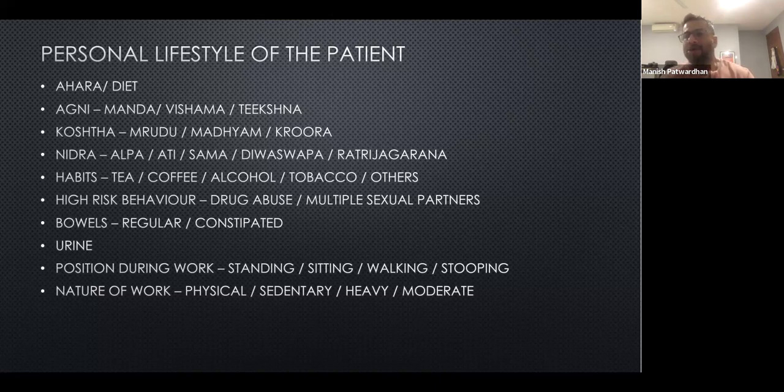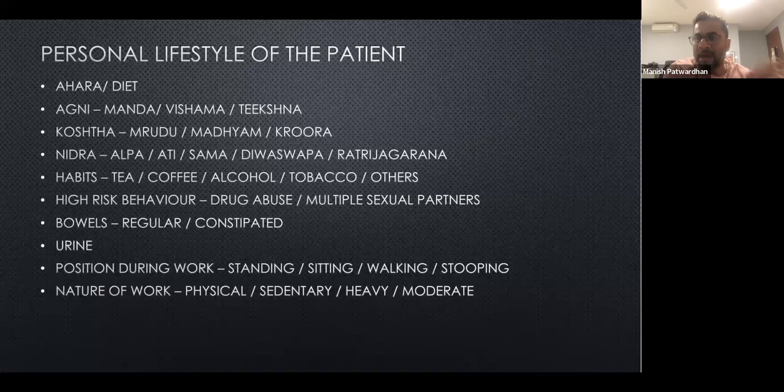Now, what is that moderation? That moderation will depend on various factors. That moderation will depend on the constitution. Moderation will depend on the disease. Moderation will depend on the Agni. Moderation will depend on the age, etc.